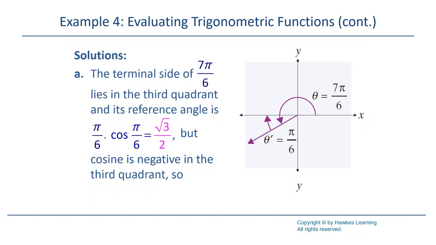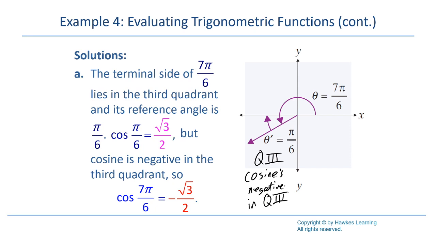However, notice an issue. This value is positive. We're in quadrant 3. Cosine's negative here. So that's actually just a really easy fix. Cosine of 7 pi over 6 is negative square root of 3 over 2. All I did was just throw a negative out in front of it.